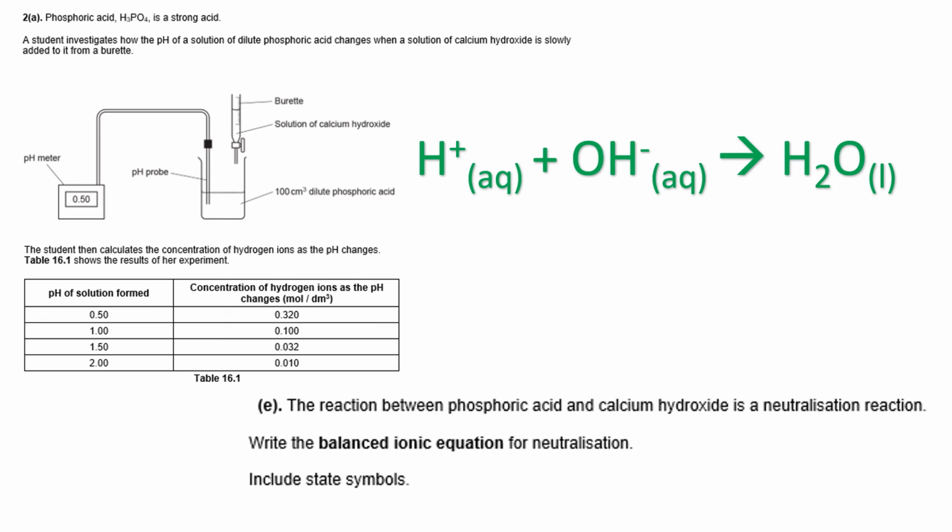Okay, well, we know what the balanced ionic equation for neutralization is because it's the same every time. And state symbols, well, you'd hopefully recognize that the H+ ion would have to be aqueous in order for it to be an ion. As is the hydroxide, also aqueous, and it makes water, which of course is a liquid.